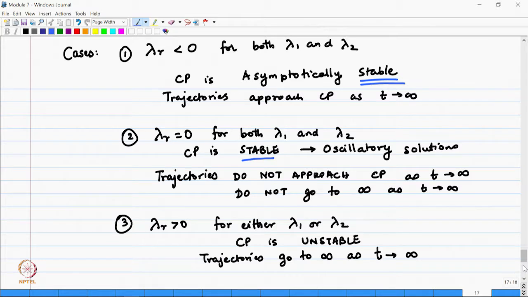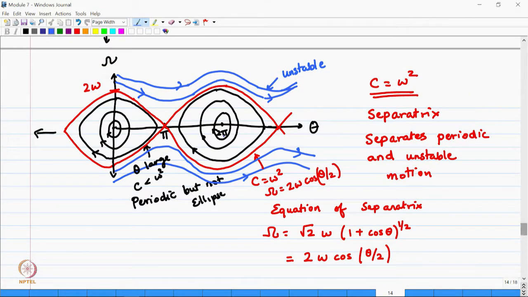Solution is purely oscillatory, so you will just get an oscillating solution, but the critical point is stable in the sense that the trajectories do not approach the critical point as t tends to infinity, but they do not go to infinity either. The trajectories do not diverge away and go all the way to infinity as t tends to infinity. So this is the case we did earlier; for example, all these 0, 2 pi are examples of stable critical points where the trajectories are periodic around it. The eigenvalues are purely imaginary.